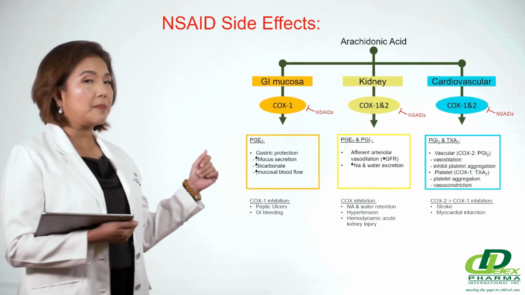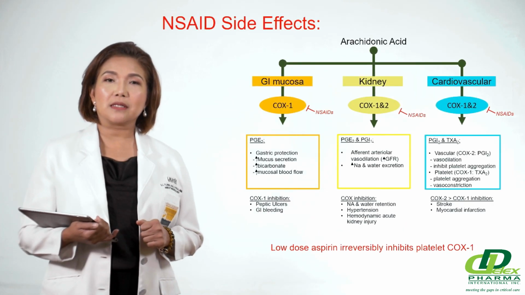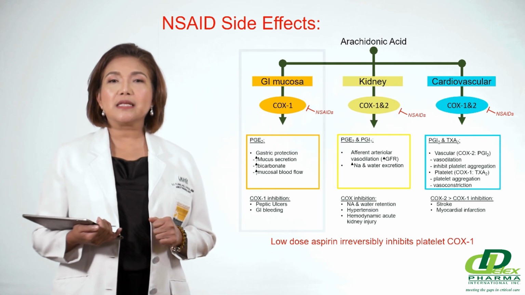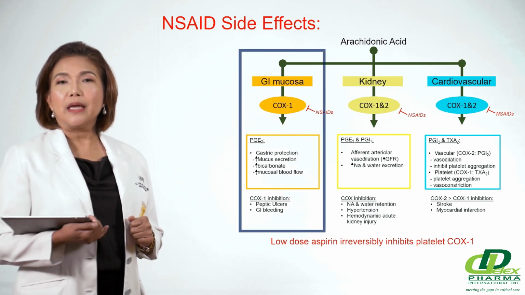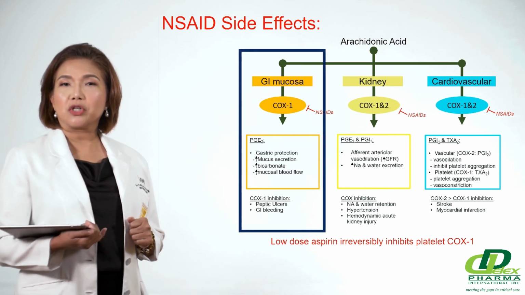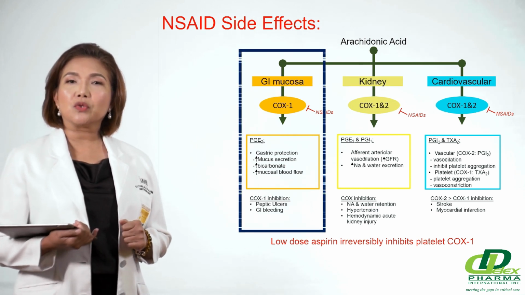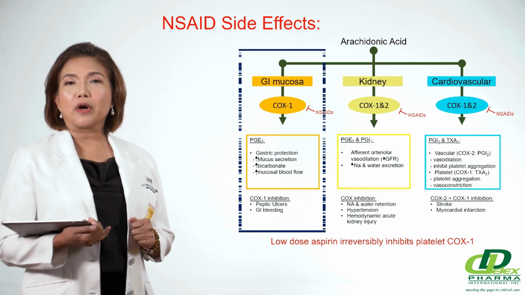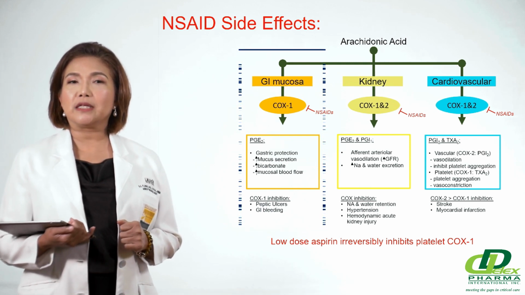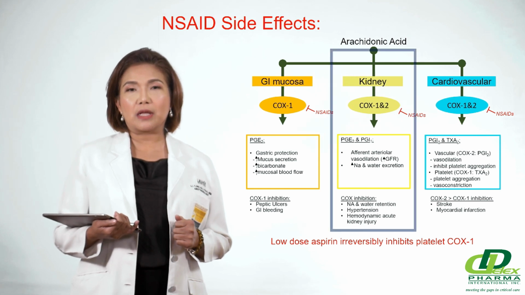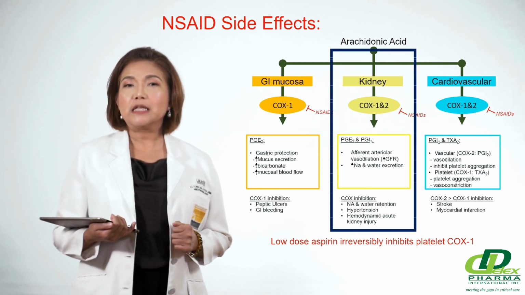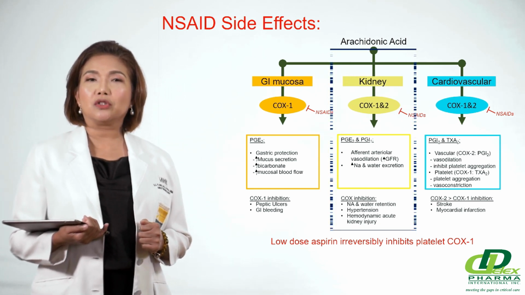This slide summarizes NSAID side effects. In the GIT, non-selective COX inhibition will block the protective effect of COX-1, increasing the risk for peptic ulceration. COX-2 inhibitors will spare COX-1, therefore their safety profile for the GIT is better. On the kidneys, both non-selective and selective NSAIDs can have negative effects, especially in high doses and prolonged use.